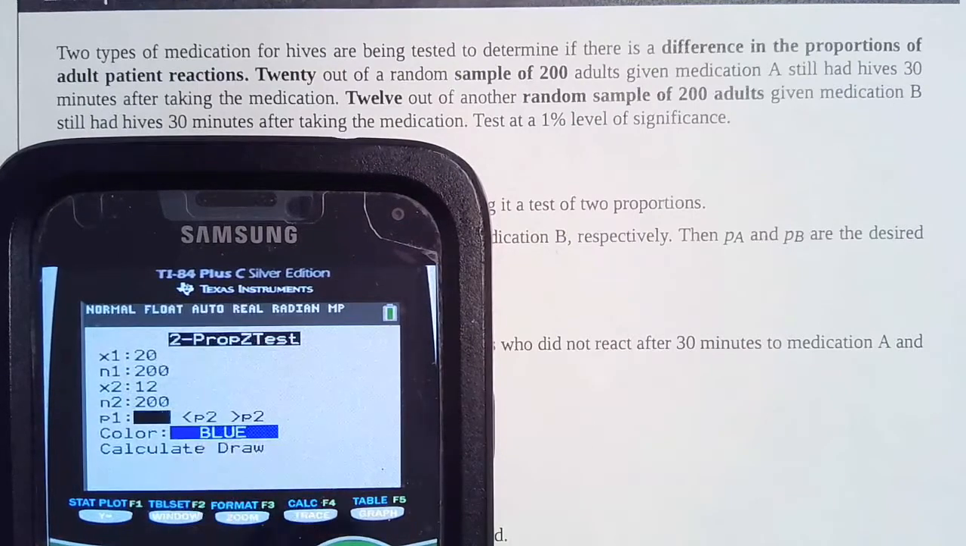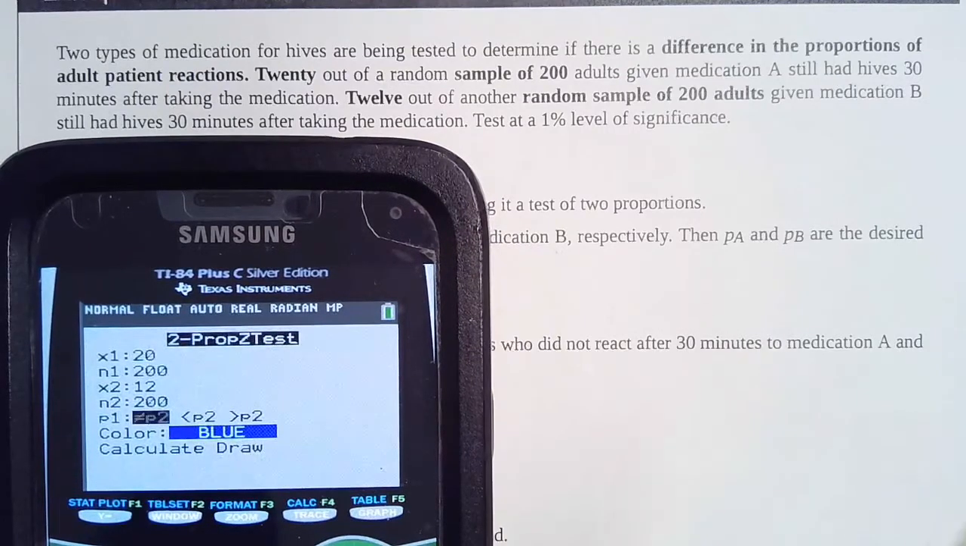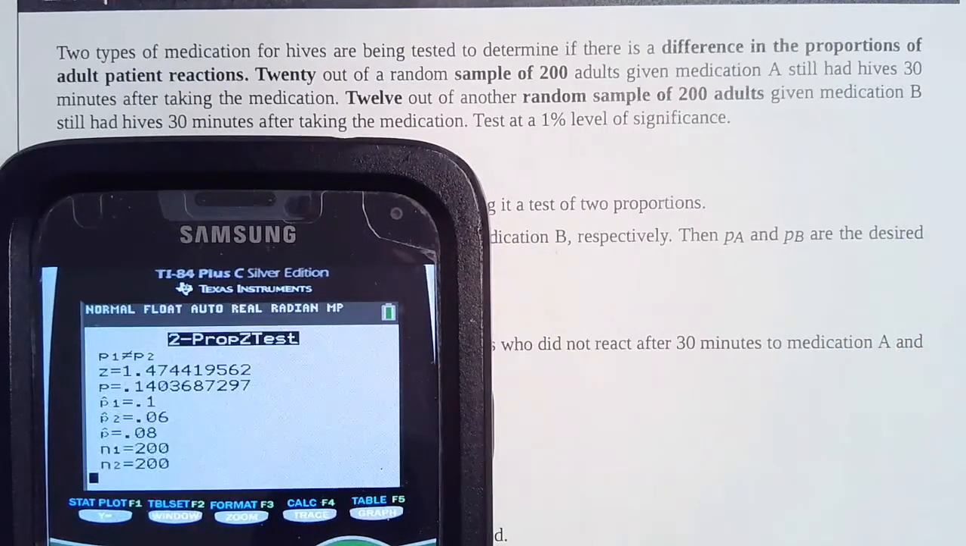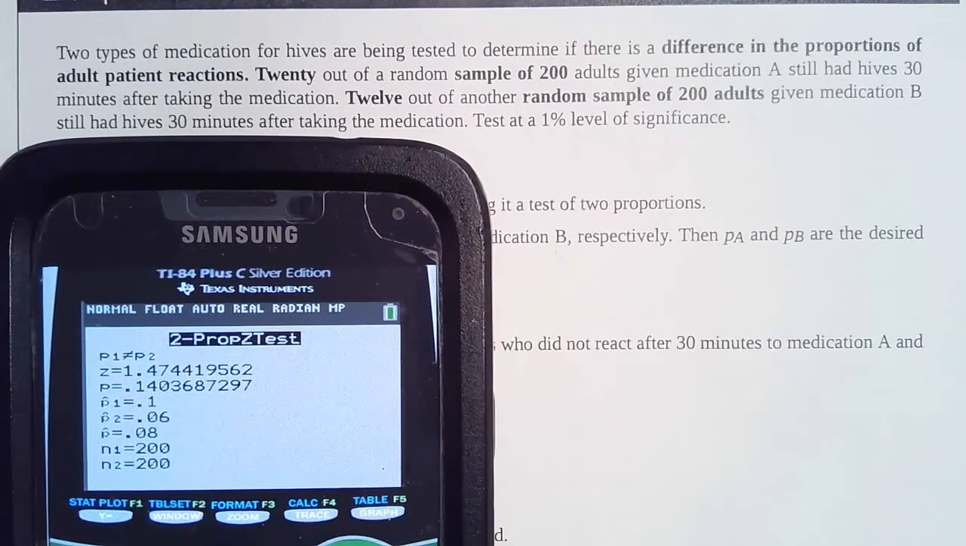So we go to our two proportion z-test and put in our information. We had 20 out of the 200 for group A and 12 out of the 200 for group B. We're just comparing to see if they are not equal. They're not the same. This is a two-tailed test. We calculate that, and our p-value is 0.14037.